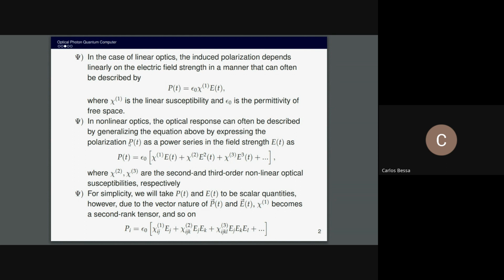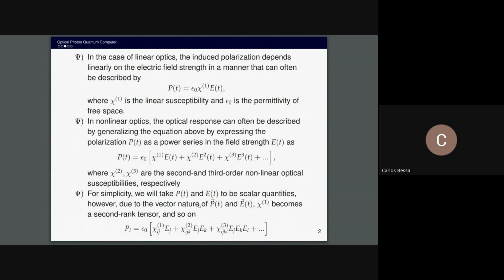Okay, but this is not the real expression. This is a simplified version because we know that P and E are vectors and not scalars. I have written it in a scalar form. That, in fact, for our purpose here in studying quantum computing, at least at the level of the Nielsen-Chuang book, we consider these quantities as scalar. But we know that P and E, in fact, are vectors.